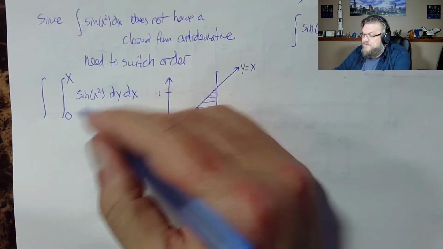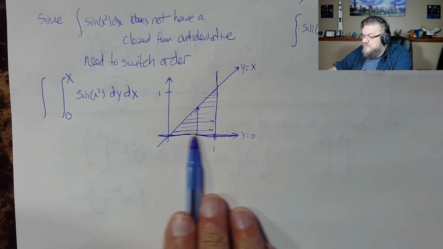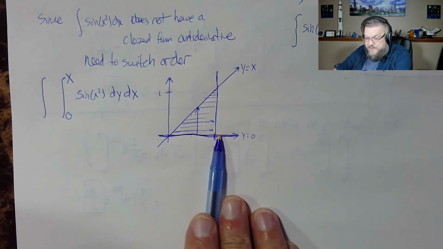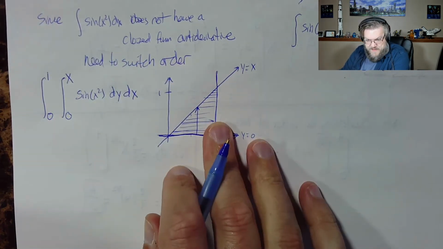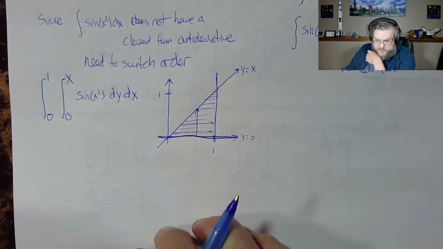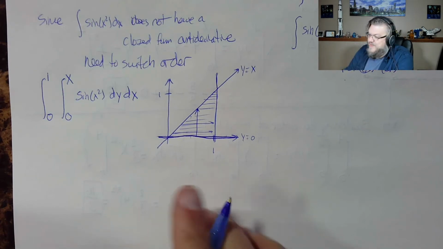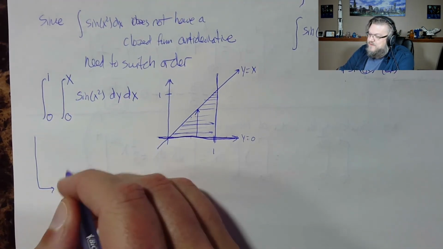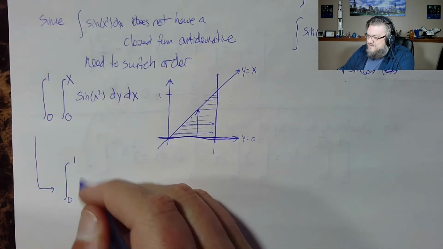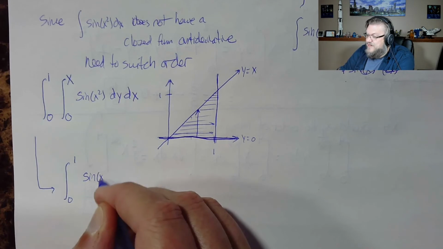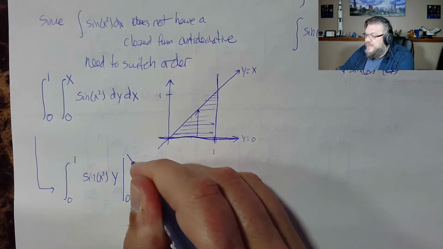So I'm integrating y from 0 to x, and then pushing those from 0 till I get to the x coordinate of 1. So 0 to 1. So that is this switched order. And now I see if I can actually calculate that. Well, I can at least get further than the other one because I can at least do this first integration. This is going to be sine of x squared times y, evaluated from 0 to x.